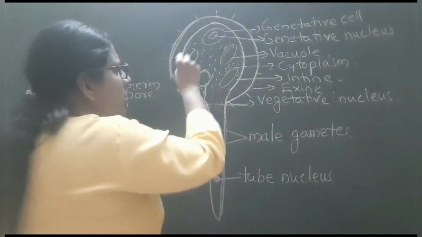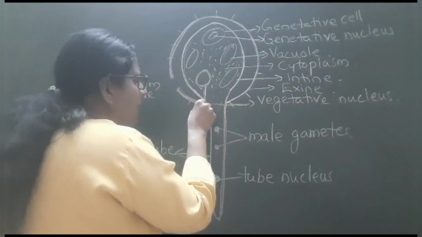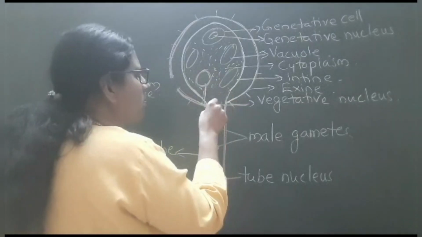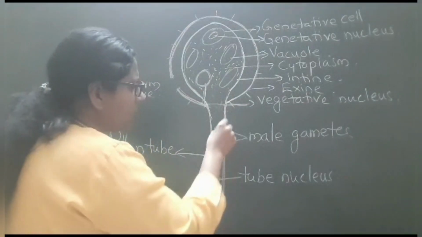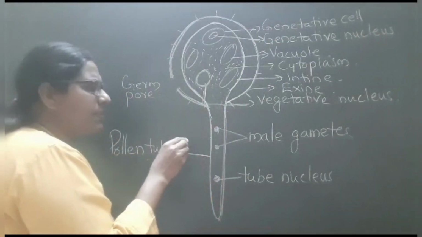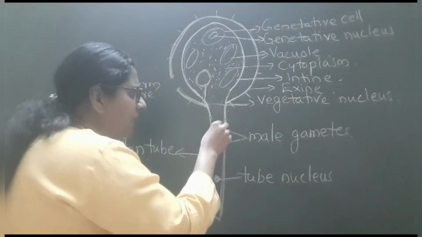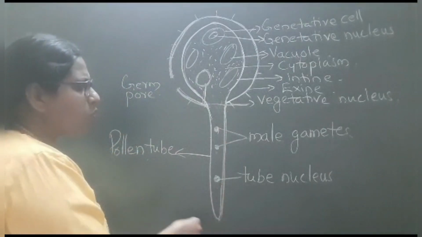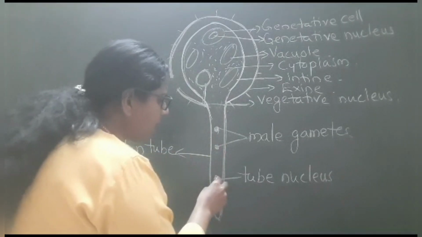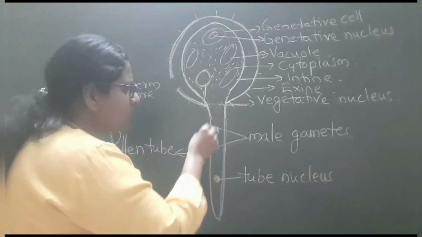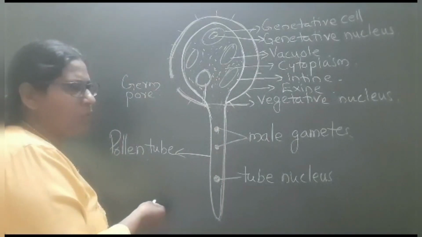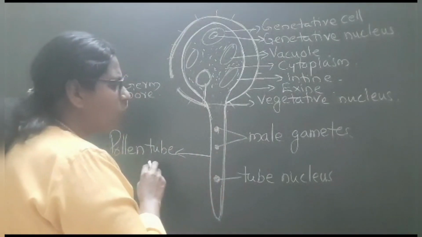Then after pollination, after coming to the stigma, the pollen grain starts germinating a tube that is called pollen tube. Pollen grain has two male gametes in it. The pollen tube carries those two male gametes to the female gamete. That is the function of the pollen tube. Then there is a tube nucleus which helps the pollen tube to grow and direct to the ovule. That is the function of this tube nucleus.